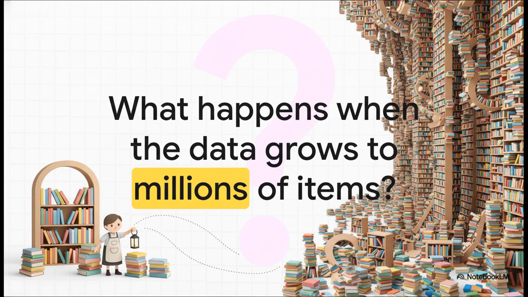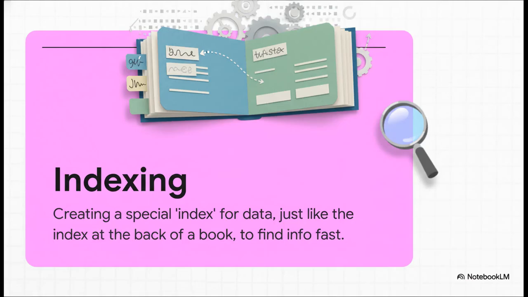Or billions? Trying to find just one specific book would take forever. And that's the biggest challenge these apps face: how to avoid searching every single shelf one by one. So how do they solve this giant problem? With a really clever trick called indexing.